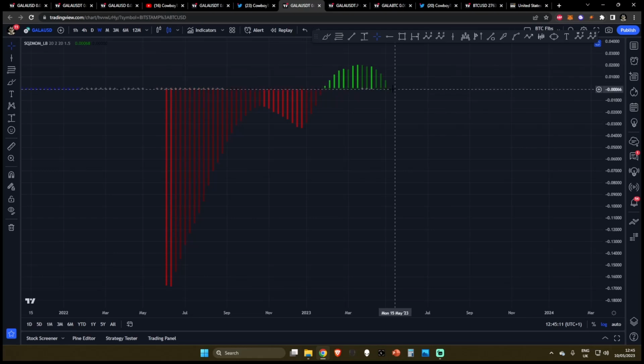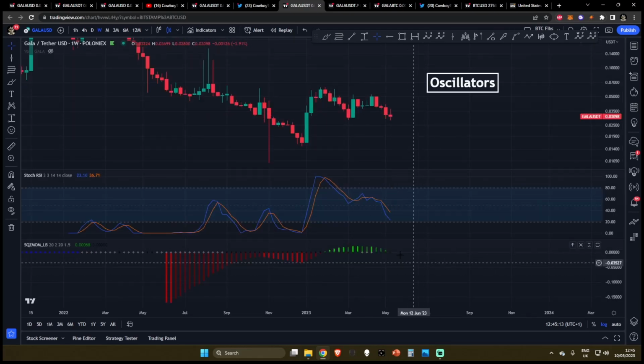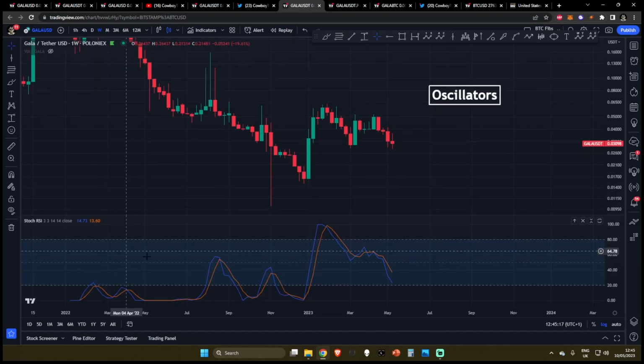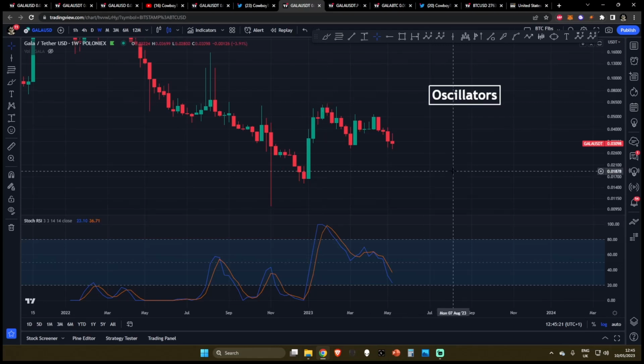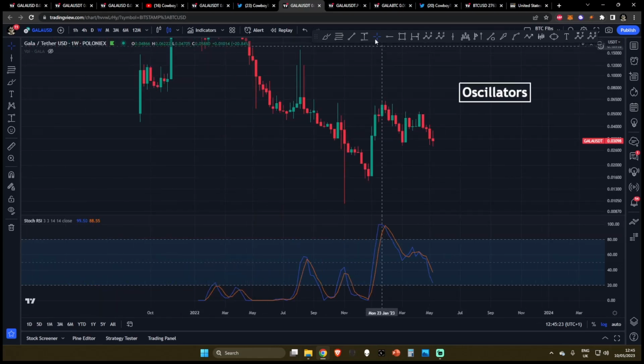Squeeze momentum indicator, we're still in dark green. Next week, we're definitely going to be opening in red, indicative that we will be starting a new higher time frame bearish trend. Stochastic RSI, obviously cross bearish, beautifully right up here at 6.3 cent. We've been breaking down ever since.